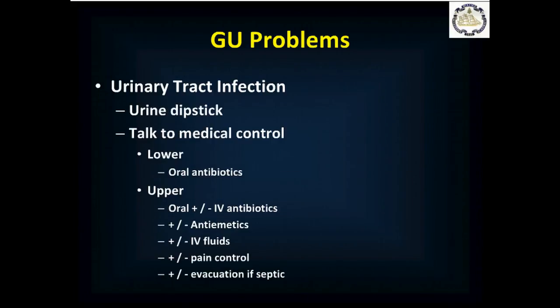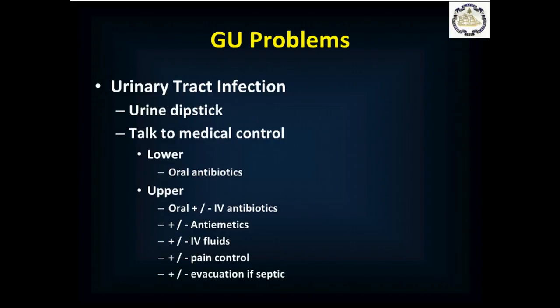So what do you do for a UTI, a urinary tract infection? Well, you start by dipping the urine. And your urine dipstick typically has two indicators on, one called nitrates and the other called leukocyte esterase. And those become positive with infections. So you talk to medical control. And if it's a simple lower infection, no fever, no systemic symptoms, oral antibiotics usually will work.